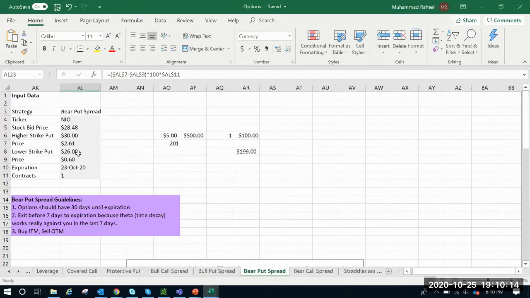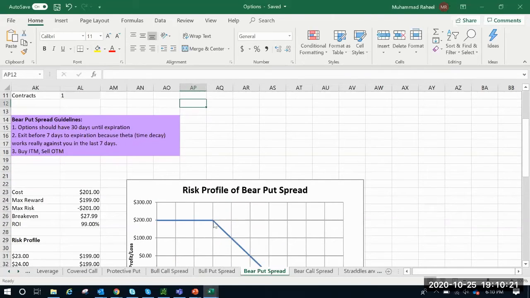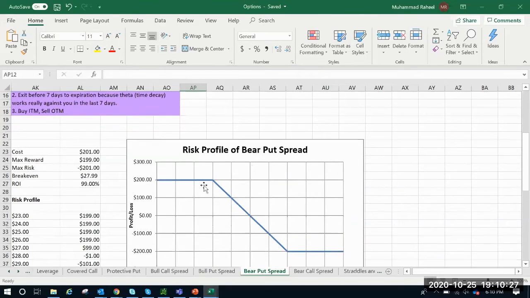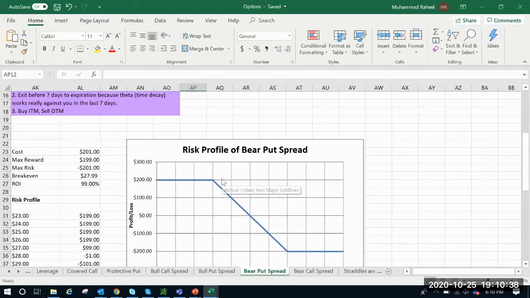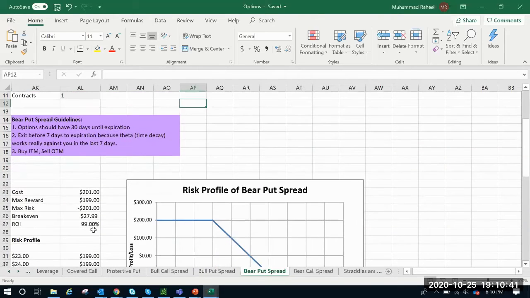Whereas if you had not sold this put, your potential profit would have kept increasing, and there would not be a flatter line. It will keep going up to like 600, 700 or something. So you are basically, but at the other end, you reduce your cost to enter the trade. Now you're only paying $201, whereas in that case, you would have paid $261. So it's a trade-off there. Yes, you are putting a cap on your profits, but then you are lowering your cost to enter the trade, and that's where that rate of return of 99% comes into play.